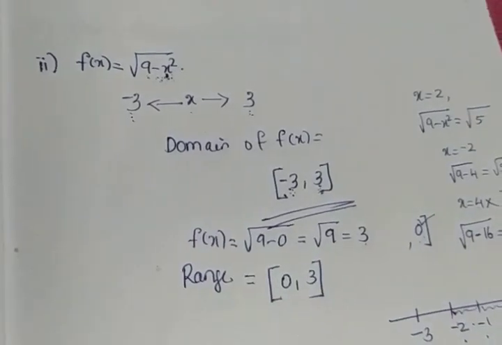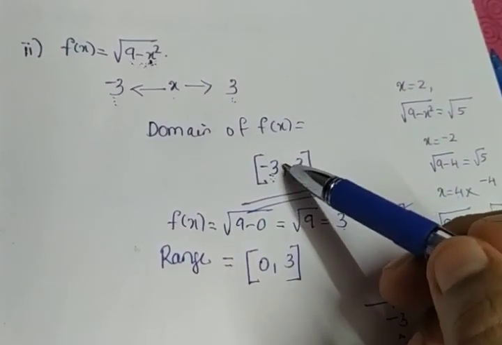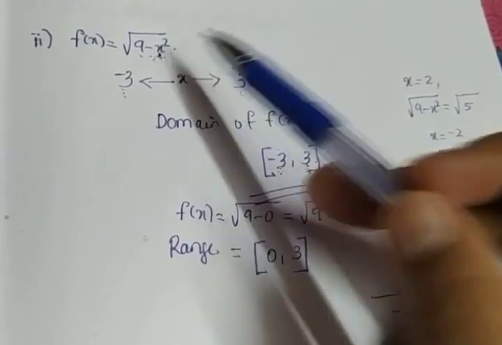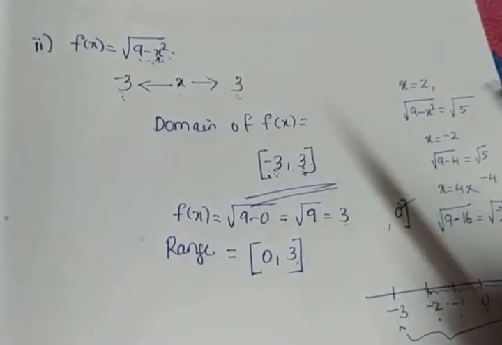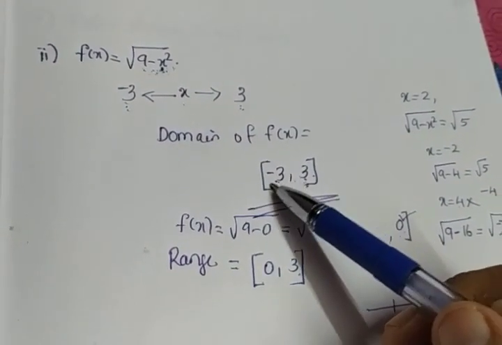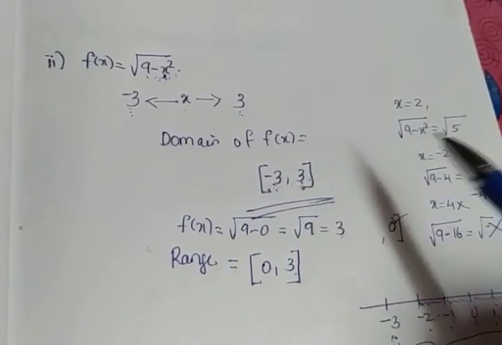How will we calculate the range? We already calculated the domain. We have to substitute each and every value in the domain in f of x to get the range. But we are not able to put in all the values. Why? Because it's a real number domain and there are infinitely many numbers. So we can try some.